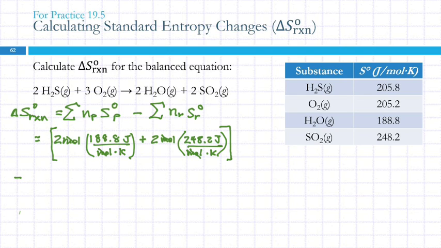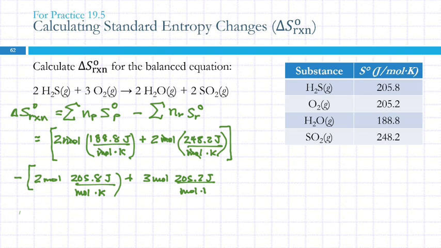And then from that, we're going to subtract the reactants. So there's 2 moles of H2S. H2S is 205.8 joules per mole Kelvin. And 3 moles of oxygen times the entropy of oxygen per mole, 205.2 joules per mole Kelvin. Any questions?